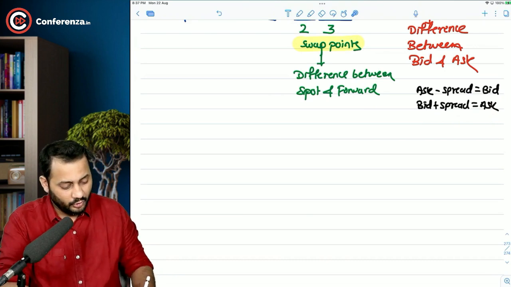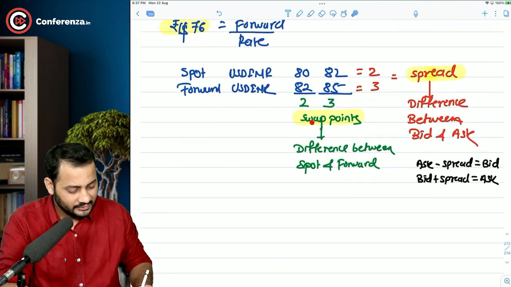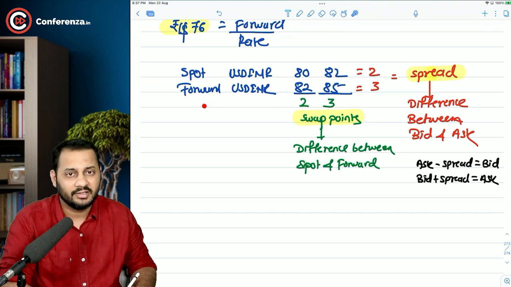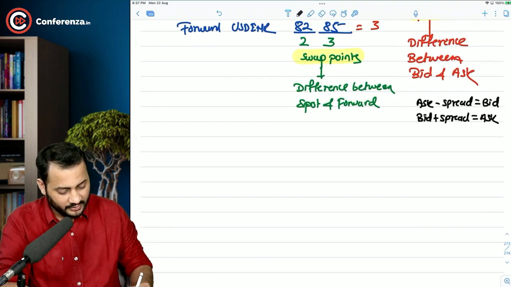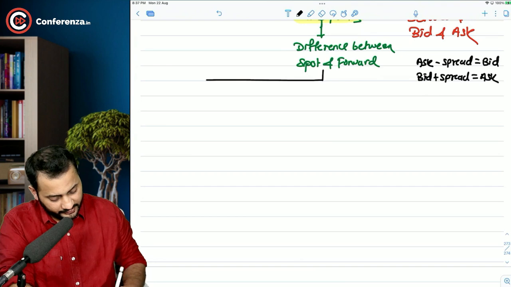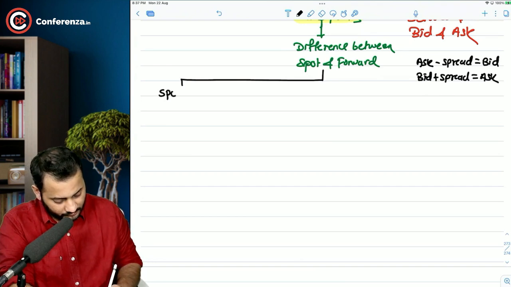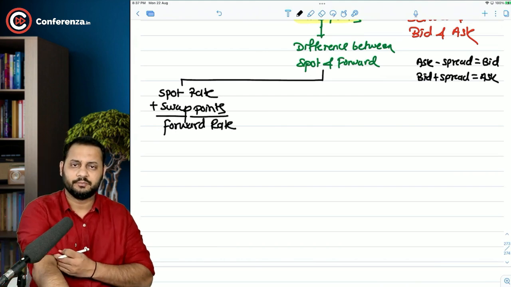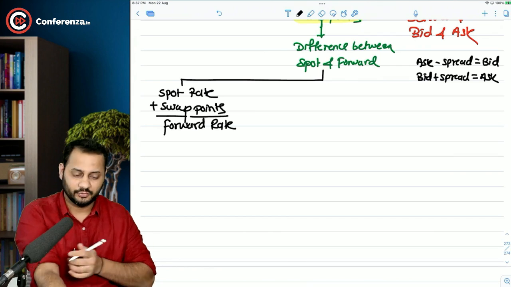So this might happen. Also, in case of spot and forward, if I add the swap points to the spot rate, so 80 and 2, 82 and 3, can I calculate the forward rate? Yes, sir. I can calculate the forward rate. But let me tell you one thing. This is just one way of doing it. Spot rate plus swap points is equal to forward rate. Okay, spot rate plus swap points is equal to forward rate.